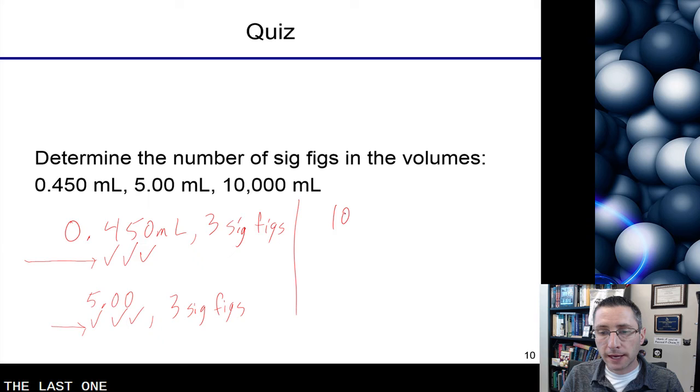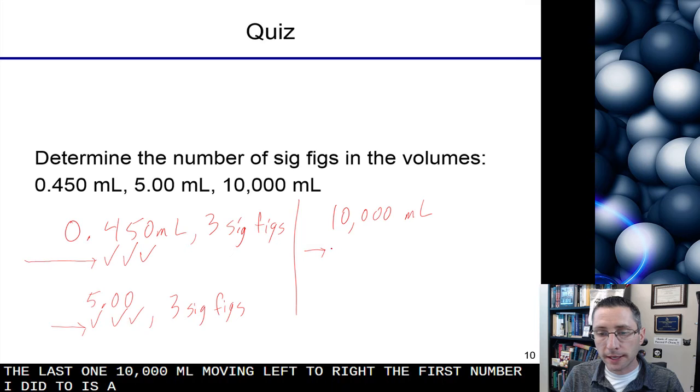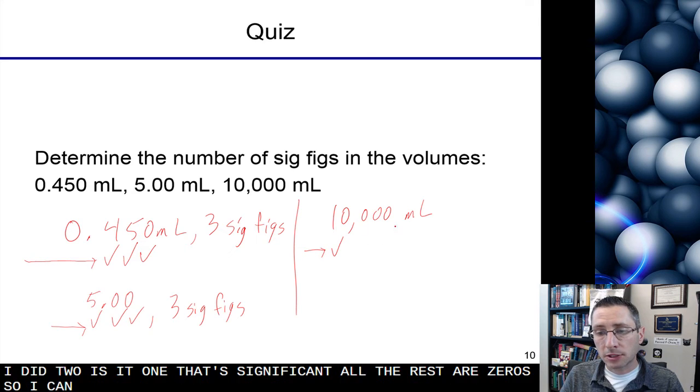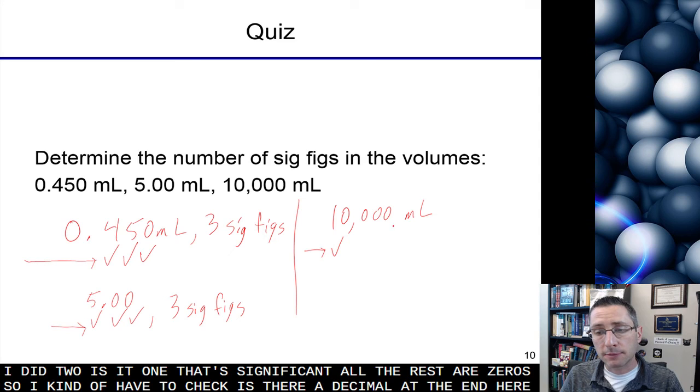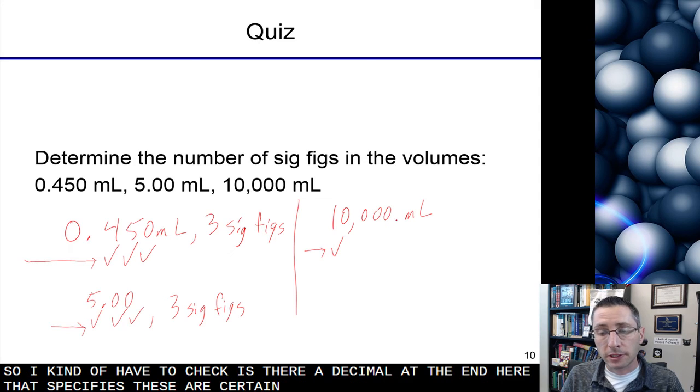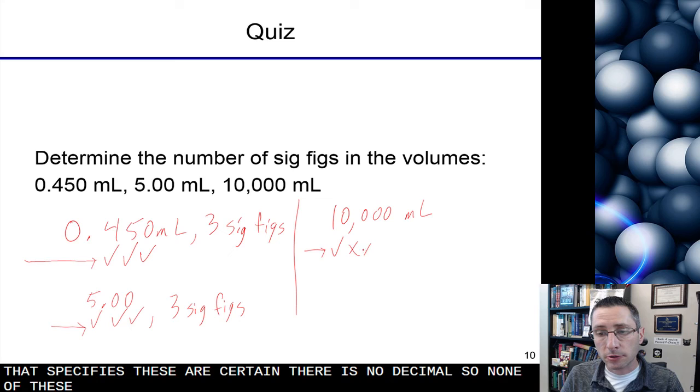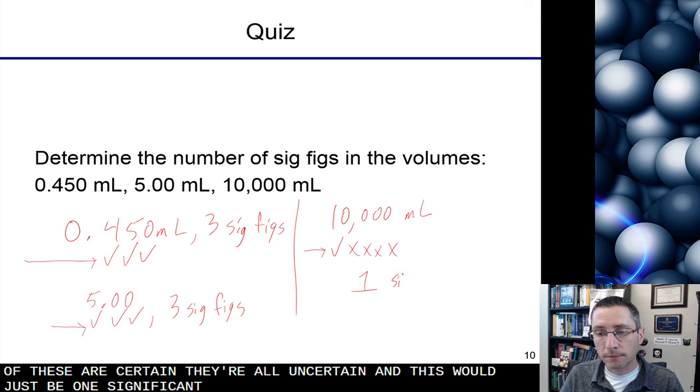The last one, 10,000 milliliters. Moving left to right, the first number I get to is a 1. That's significant. All the rest are zeros, so I kind of have to check, is there a decimal at the end here that specifies these are certain? There is no decimal, so none of these are certain. They're all uncertain, and this would just be 1 significant figure.